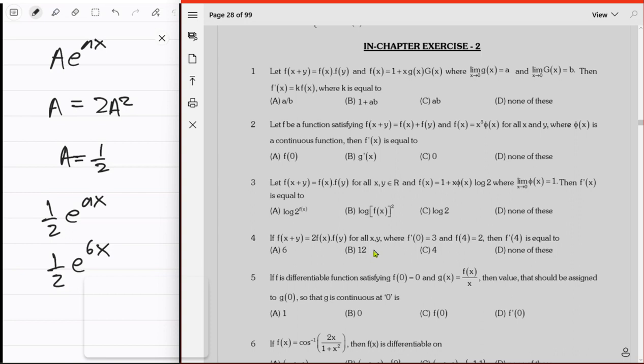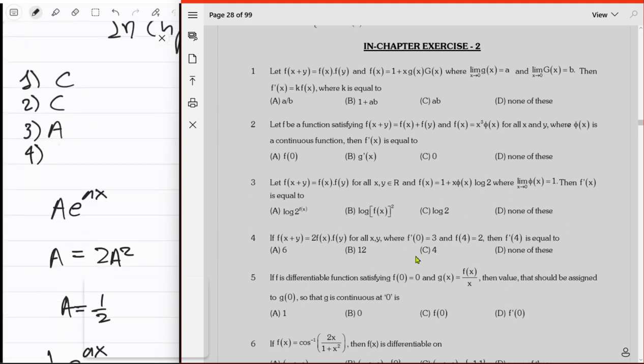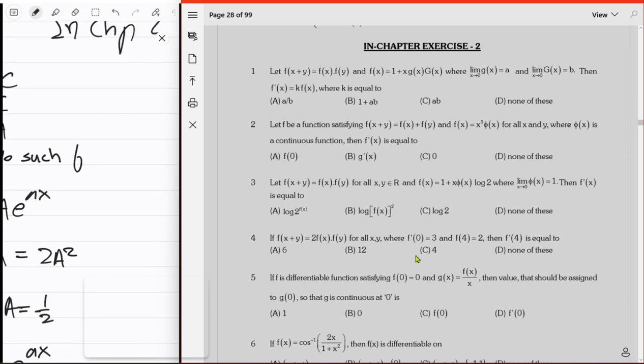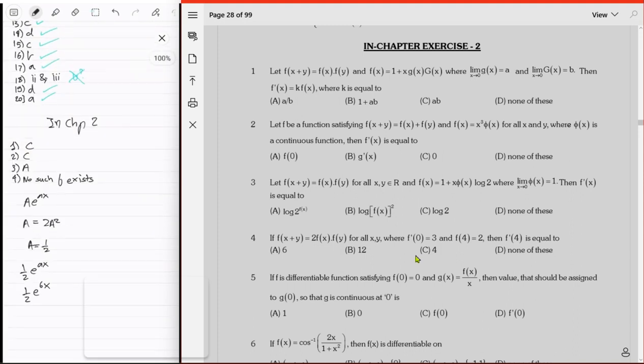Okay, what do I do? It doesn't make any sense. So none of these. Or maybe I should just say that no such function exists. Just figure out a function that can have these properties. What function would do that? I couldn't figure it out. And most likely there's no such function.